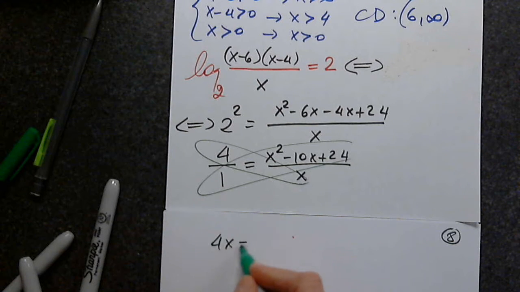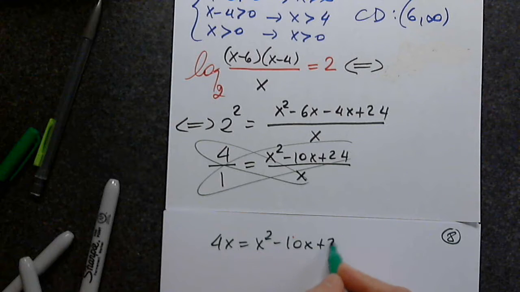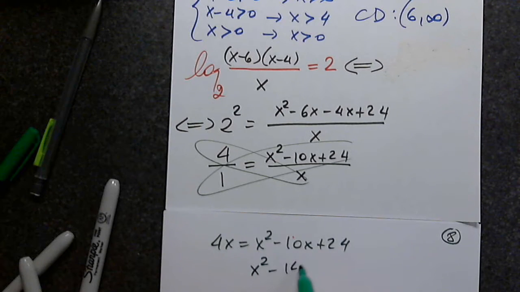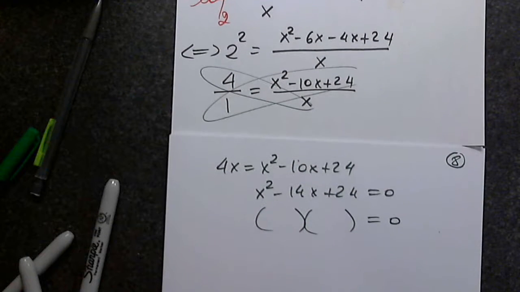So then 4x equals x squared minus 10x plus 24. So x squared minus 14x plus 24 equals 0. Very good. It's a proportion. It's a rational equation. So we subtracted 4x from both sides. We had to set it equal to 0. And I'm hoping that it doesn't take too long to factor. If it takes too long to factor, just go ahead and do the quadratic formula. That's fine.